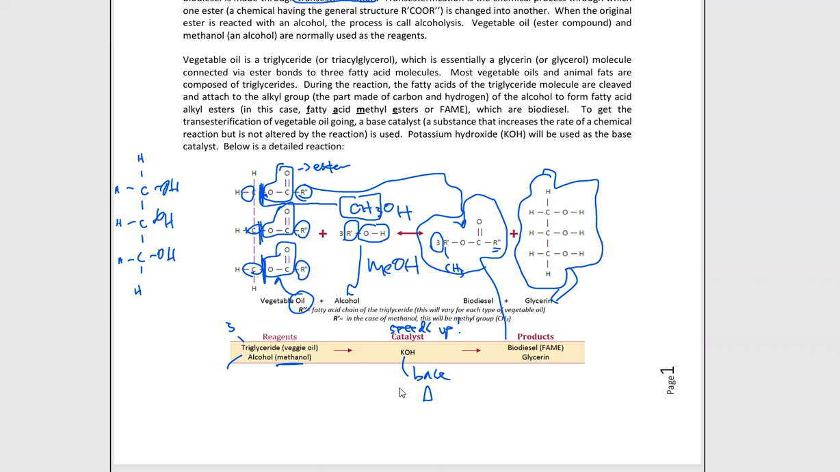And then glycerin is also going to be one of those products that we're going to see as well. As far as the biodiesel goes, we call this FAME. This is something that we probably talked about in the lecture videos, and that FAME stands for fatty acid methyl esters. So the ester group, again, is C double bond O, O. So that is our ester group, the E for FAME.